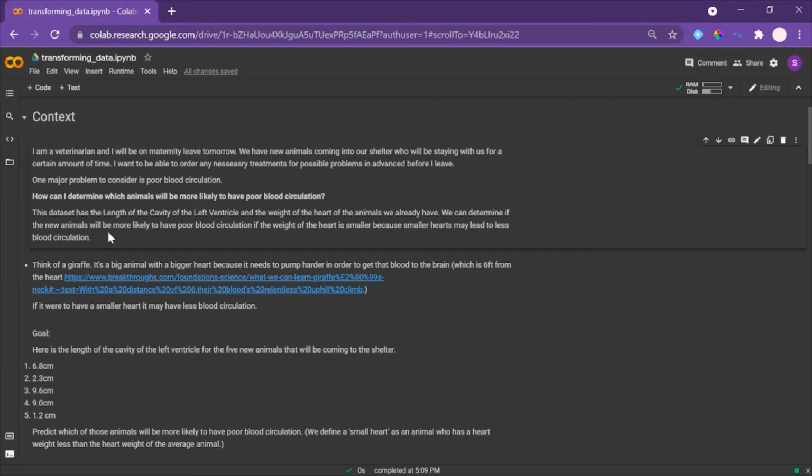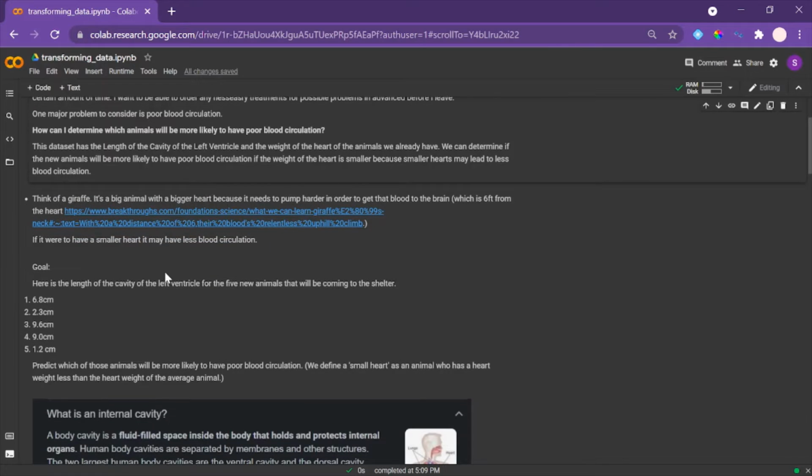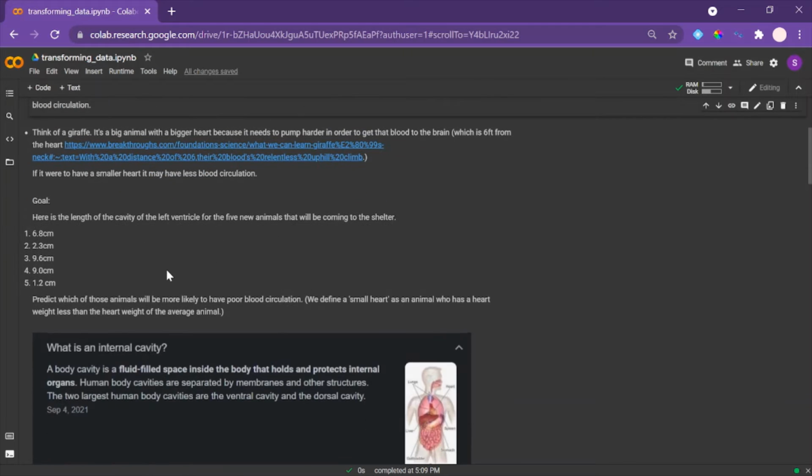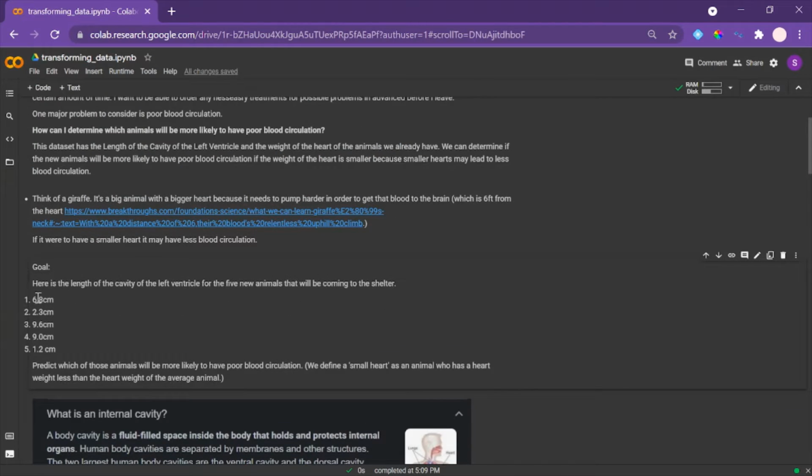So that's why we're going to be using that, right? So my thing is, think of a giraffe. It's a big animal with a bigger heart with a long neck because it needs to pump harder in order to get that blood to the brain, which is 6 feet from the heart because it has a long neck, right? So if it were to have a smaller heart, it may have less blood circulation, right? So the goal is there are going to be 5 new animals coming to the shelter while I'm gone, and the only thing that I have from them is the length of the cavity of the left ventricle, right?